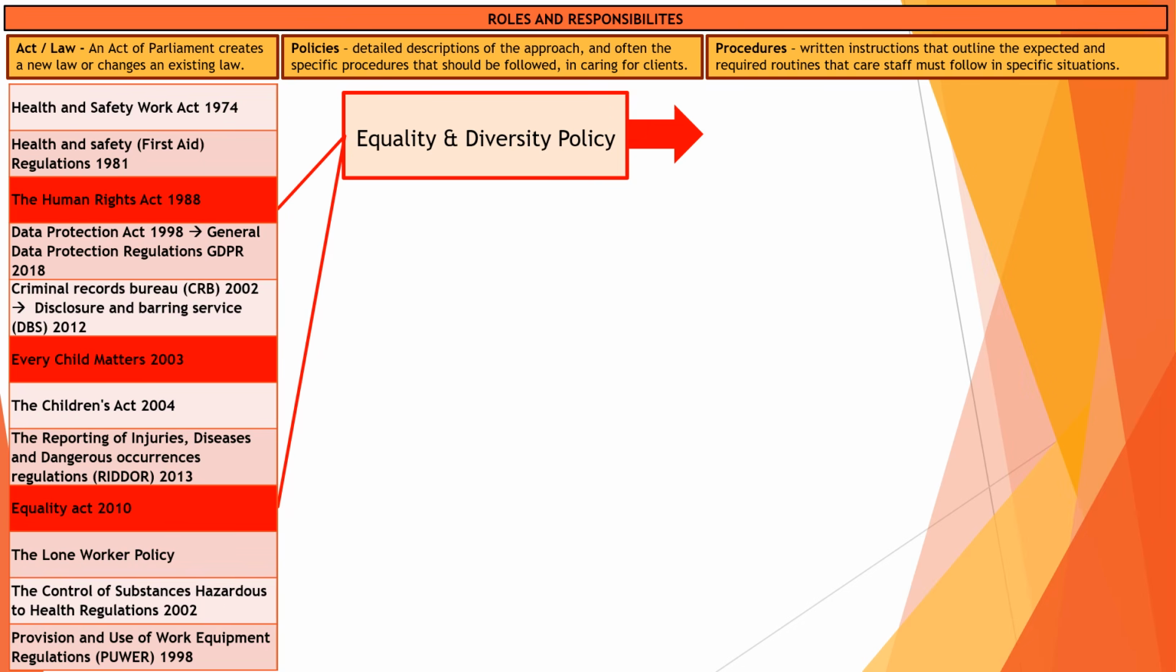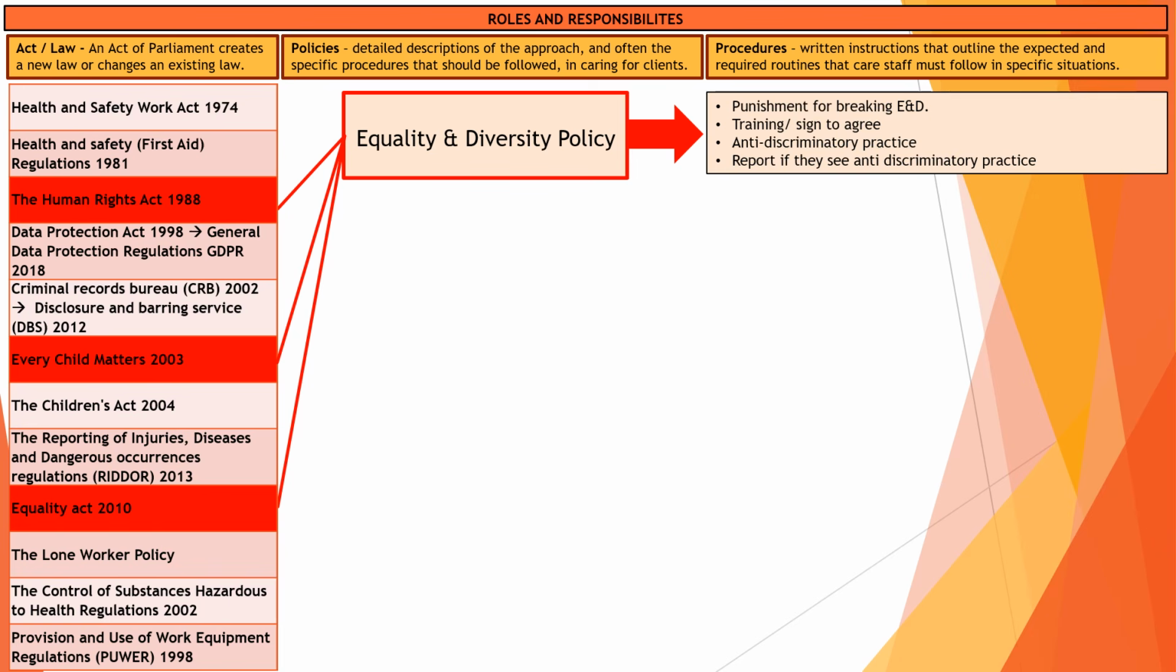And when it comes to the procedure of how staff act, they have to undergo training on equality and diversity and agree and confirm they've taken that training. It's often regularly updated. There are punishments in place for anyone who breaks equality and diversity guidelines. There's lots of anti-discriminatory practice being promoted within a setting, and if someone wants to see or witness discriminatory practice, they have to report it. If they see someone acting in a discriminatory way, they have to report that.